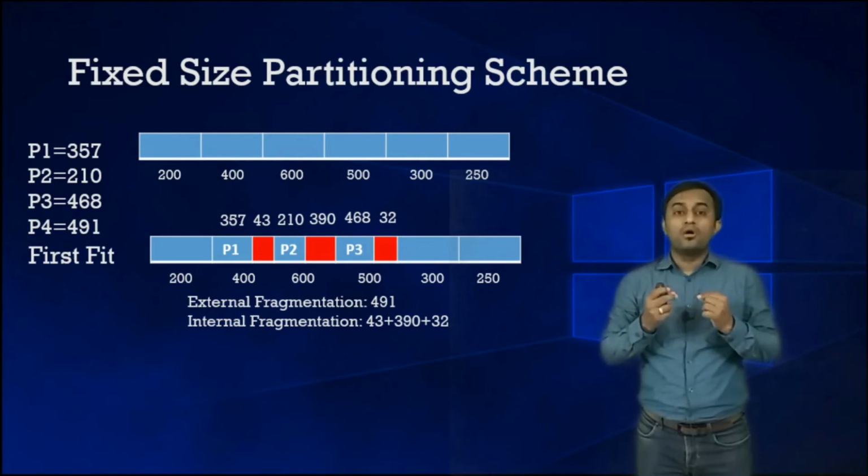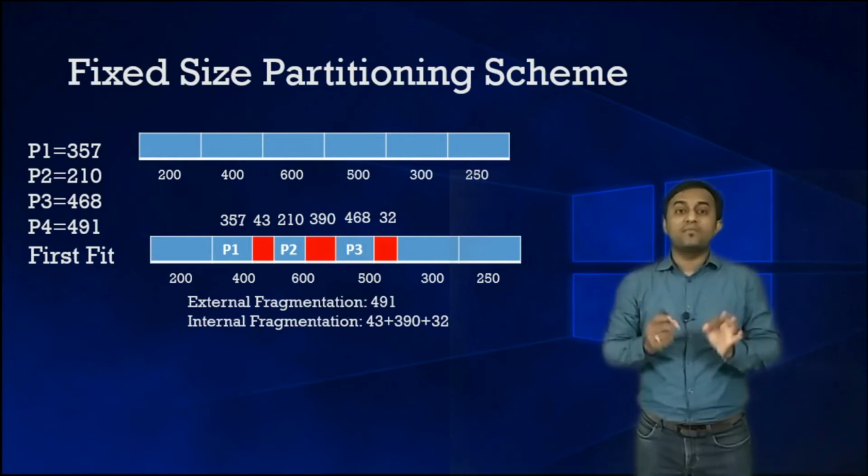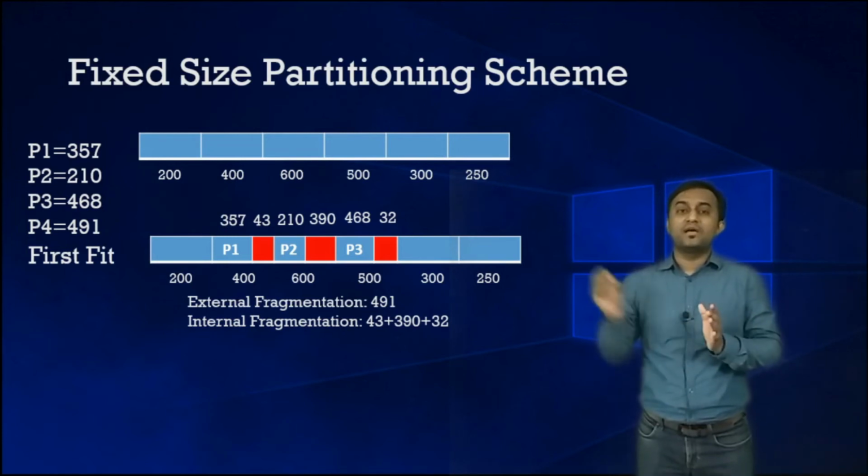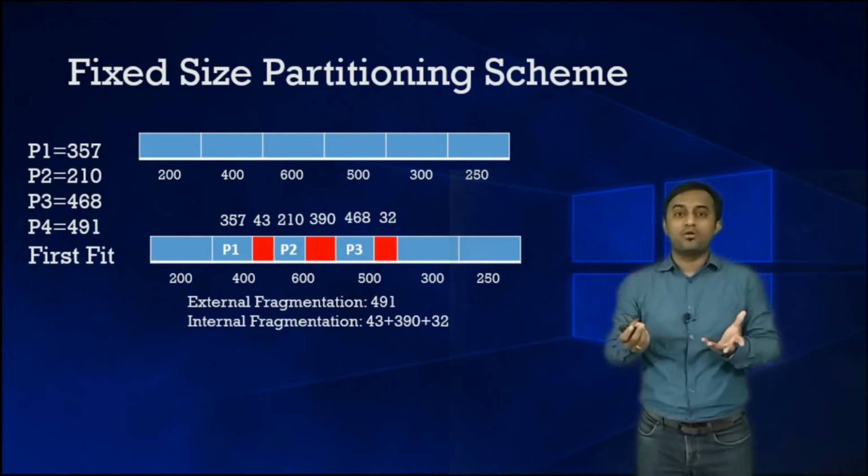Now, this algorithm suffers from internal fragmentation as well. Yes, and what is the internal fragmentation? You can see in the red blocks, the size of the red block. You can sum the total of the red blocks, 43 plus 390 plus 32, and that is the internal fragmentation of this particular algorithm with respect to these inputs. Okay, so this is about the first fit algorithm.